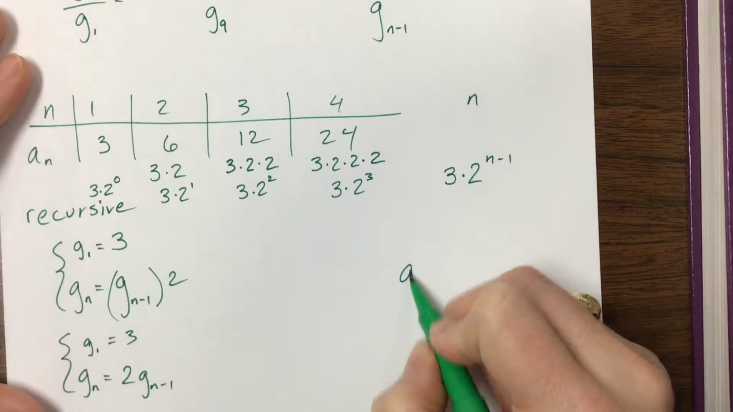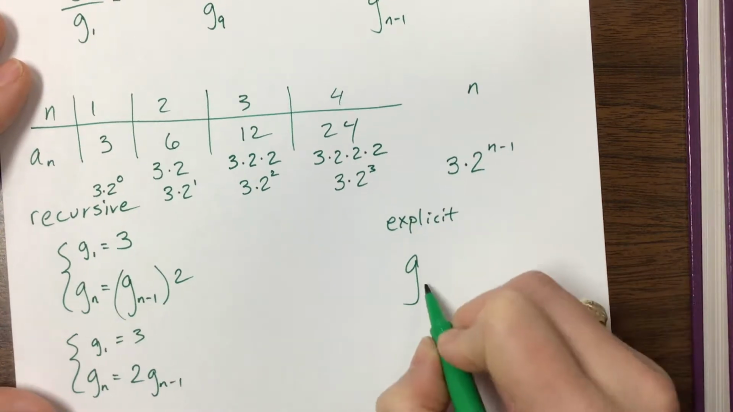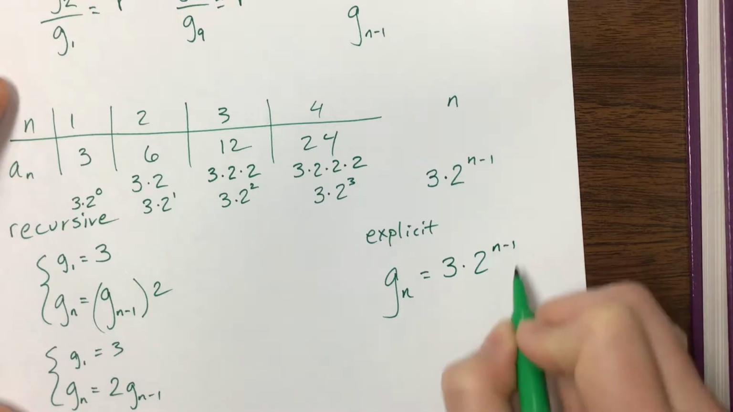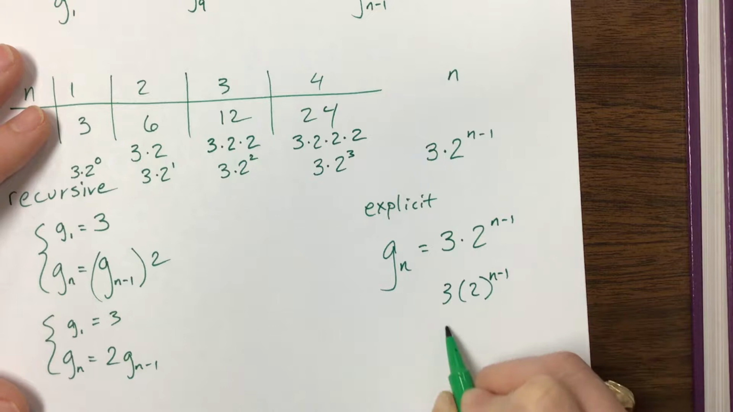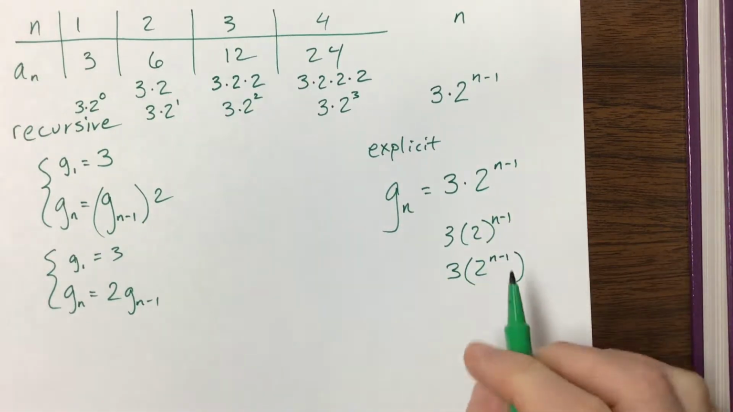And so if we write the explicit formula, g sub n would be equal to 3 times 2 to the n minus 1. You could put this in parentheses, 3 times (2 to the n minus 1), or sometimes I might even say 3 times 2 to the n minus 1. Pick one, I don't care.